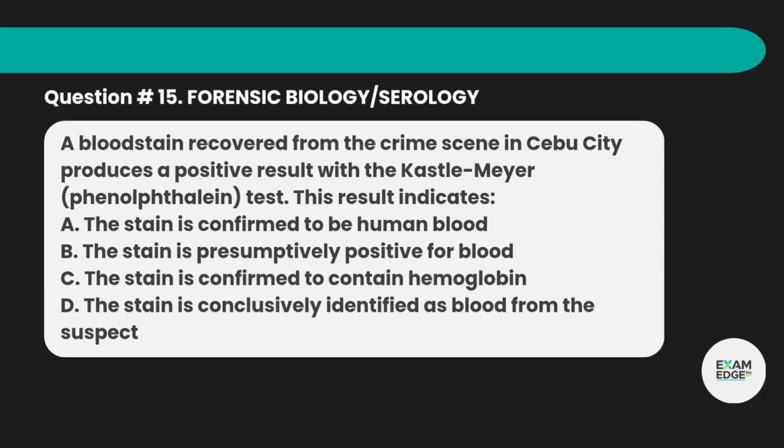Question number 15. Forensic biology, serology. A bloodstain recovered from the crime scene in Cebu City produces a positive result with the Kastle-Meyer phenolphthalein test. This result indicates: A. The stain is confirmed to be human blood. B. The stain is presumptively positive for blood. C. The stain is confirmed to contain hemoglobin. D. The stain is conclusively identified as blood from the suspect.